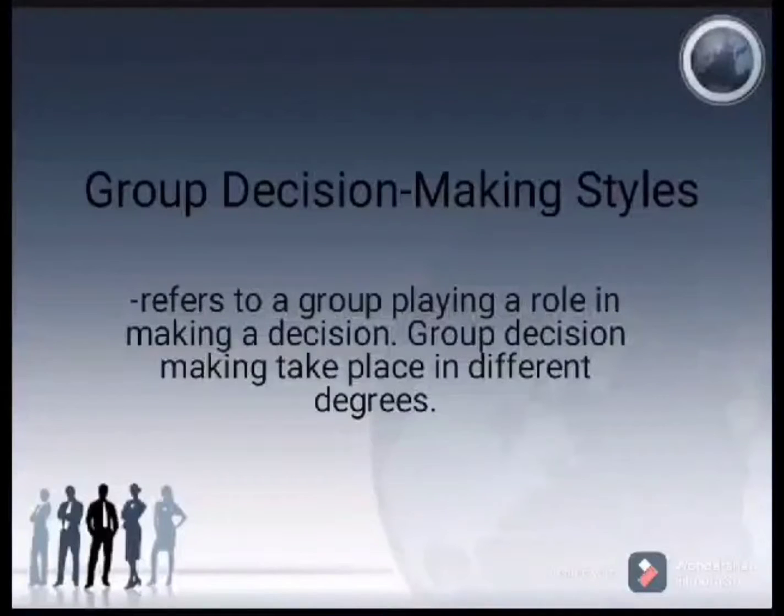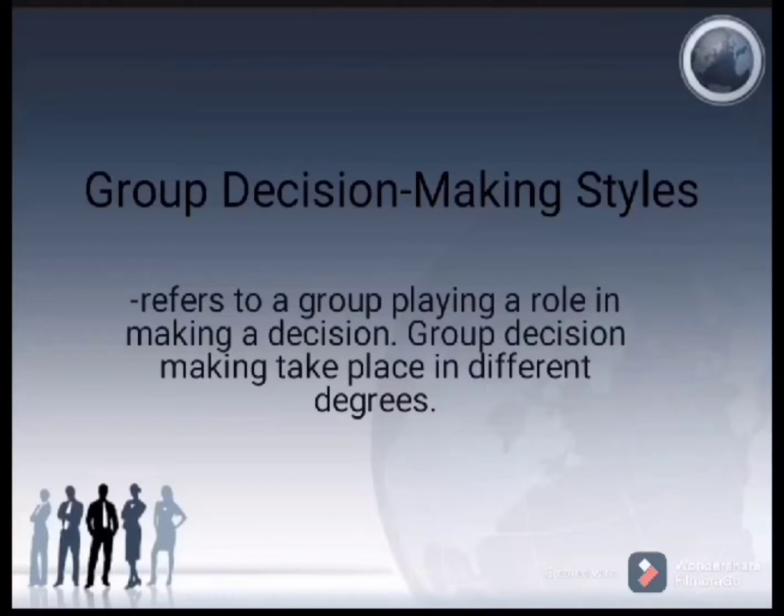Group decision-making style refers to a group playing a role in making a decision. Group decision-making takes place in different degrees. Also, each decision-making style affects the group in a unique way and has its own base uses. Knowing which style to use in a particular situation can be the difference between success and failure, especially in a business environment.